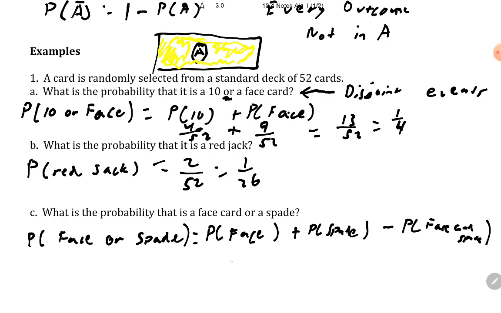Okay, so the probability of drawing a face card is 12 out of 52. Plus the probability of a spade, there are 13 spades. And then we're going to subtract the cards that are both face and spades. So that would be the Jack of Spades, the Queen of Spades, and the King of Spades. So there is 3 out of 52. Add this all up, we'll get 22 out of 52, which reduces to 11 out of 26. So that is the probability of drawing a face or spade card.